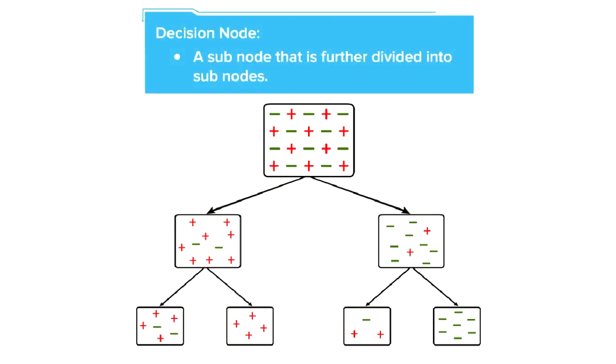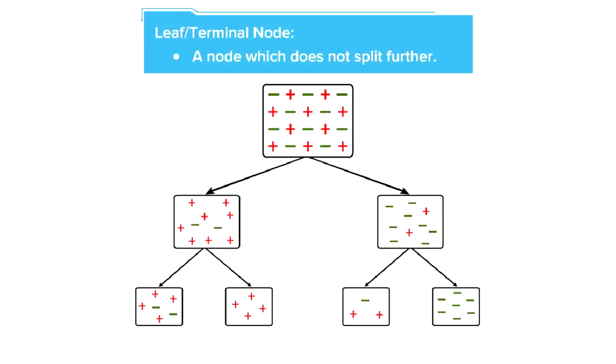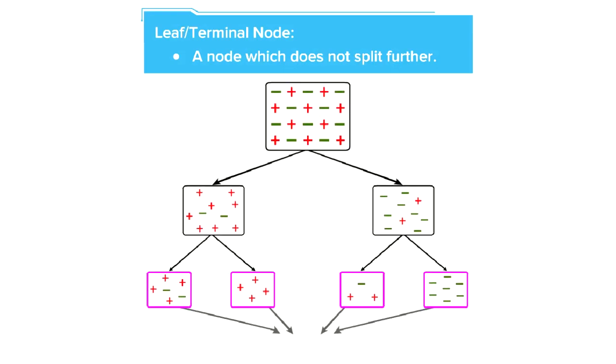When a subnode is further divided into subnodes, then the initial subnode is known as decision node. So here, these two highlighted nodes are the decision nodes. Now, the nodes which do not split further are known as leaf or terminal nodes. Here, these four nodes do not split further and hence these are the terminal nodes.